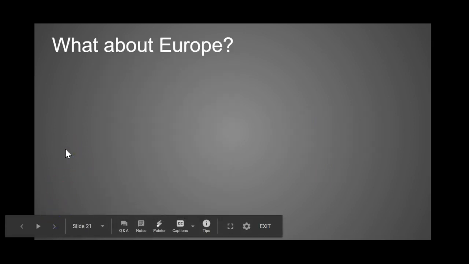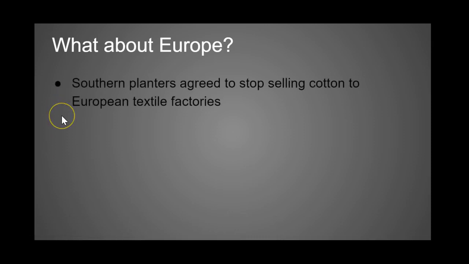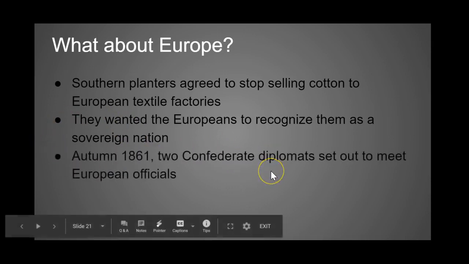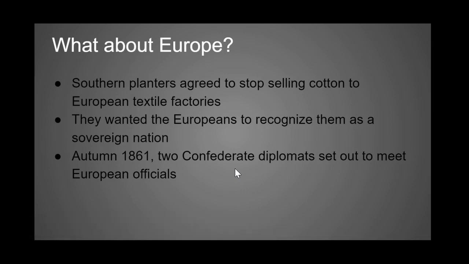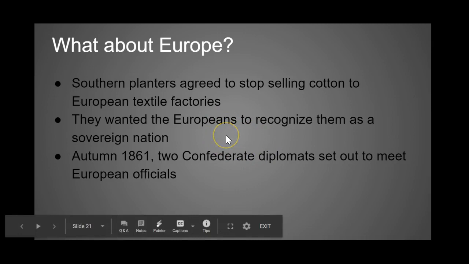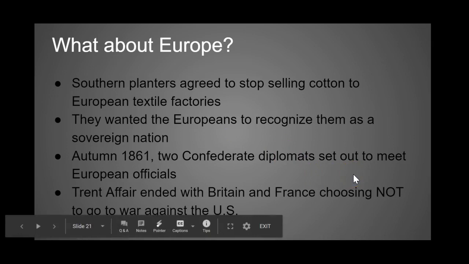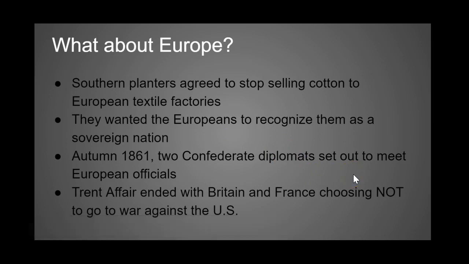Okay, and now we end with what about Europe? Southern planters agreed to stop selling cotton to European textile factories because they wanted the Europeans to recognize them as a sovereign nation, and sovereign means independent. In the autumn of 1861, two Confederate diplomats set out to meet with European officials to get Europe to recognize them as a sovereign nation. And it didn't work out the way that the South wanted.